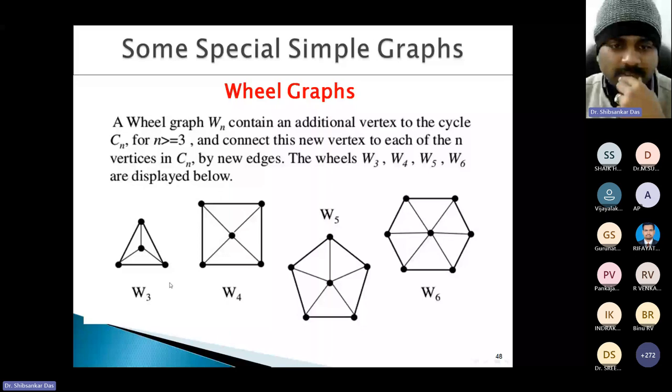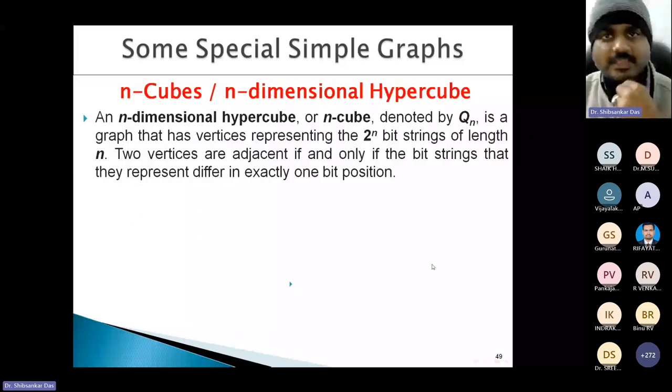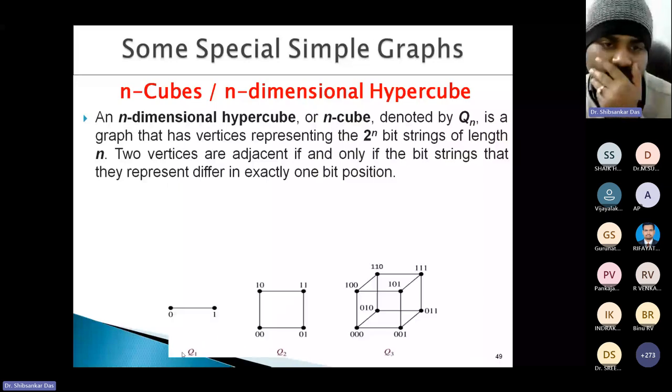And so this is W3, W4, W5, W6, and so on. Wheel graph. Okay, this is n-cubes, or n-dimensional hypercubes. Basically, look at the picture. This is Q1, this is Q2, this is Q3. There is a certain convention, basically.